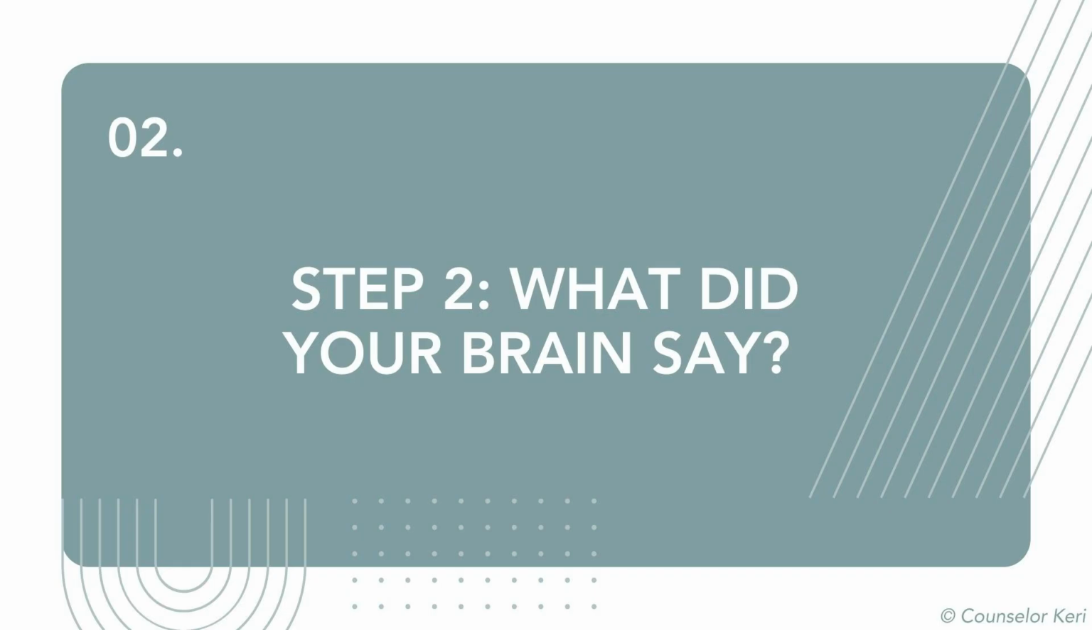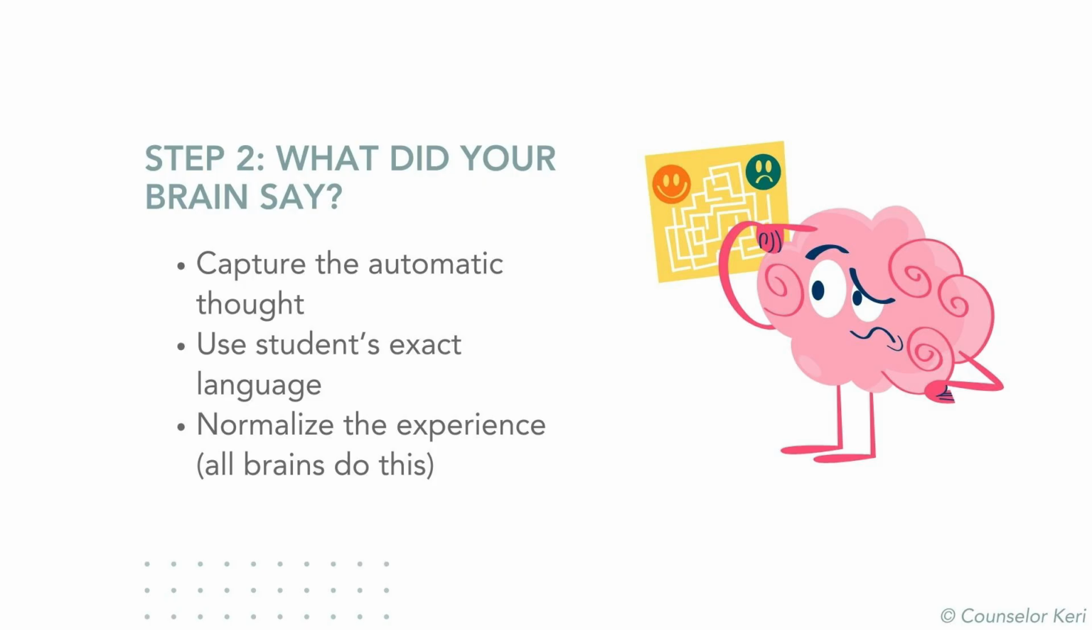In step 2, we're asking the question, what did your brain say to you? When we phrase it this way, we're really externalizing and separating that worry thought from themselves. We're asking, what did your brain say to you? We're trying to capture that automatic negative thought. We don't want to sanitize it. We want to use their exact words.